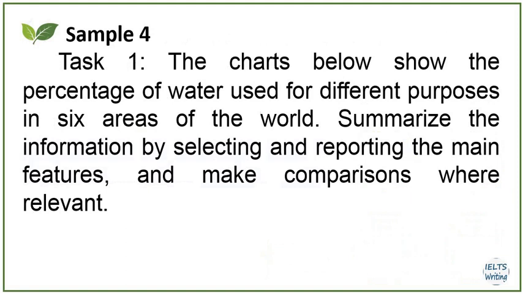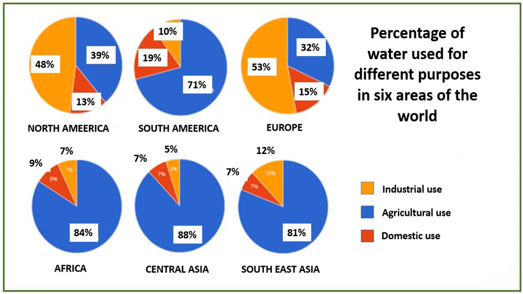The charts below show the percentage of water used for different purposes in 6 areas of the world. Summarize the information by selecting and reporting the main features and make comparisons where relevant. Percentage of water used for different purposes in 6 areas of the world: industrial use, agricultural use, domestic use.